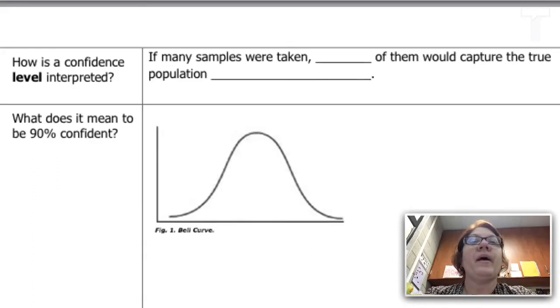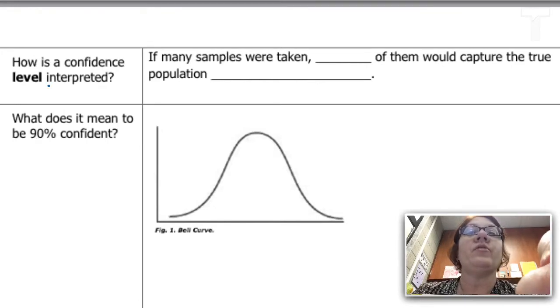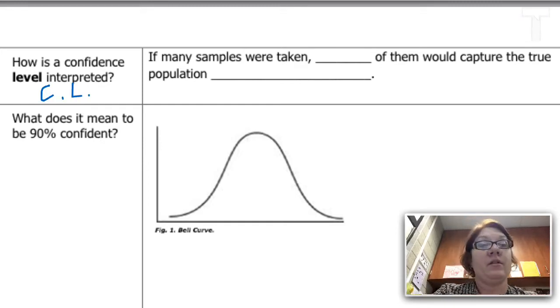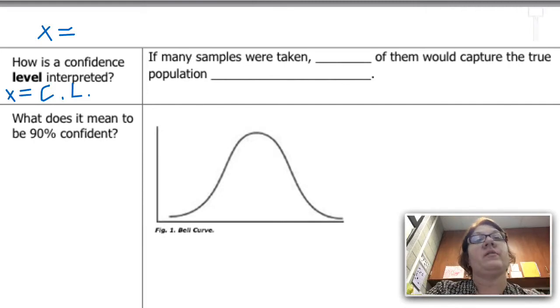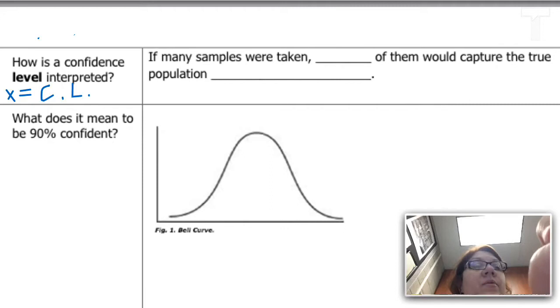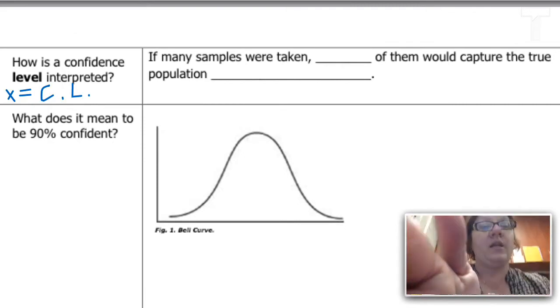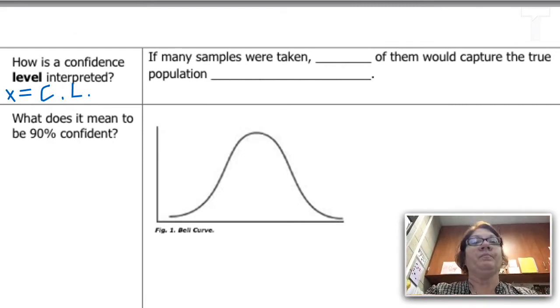So let's start talking about how we actually interpret what this confidence interval and confidence level mean. We'll start with the confidence level first. A lot of the time I'll abbreviate it CL for confidence level. And what it means is this. X is equal to some particular confidence level. X could be 95%, it could be 80%, whatever it happens to be.